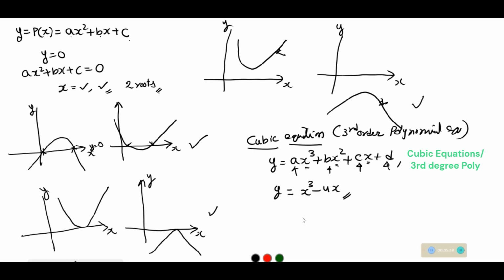So this is the equation. Here what is the a? 1. What is the b? Here there is no x square term, that's the reason b is 0. What is c? Minus 4, it has the x term. What is d? It does not have the d term, so it is 0. So if we put a is equal to 1, b is equal to 0, c is equal to minus 4, d is equal to 0, we get the equation y is equal to x cube minus 4x. So this is the cubic equation.